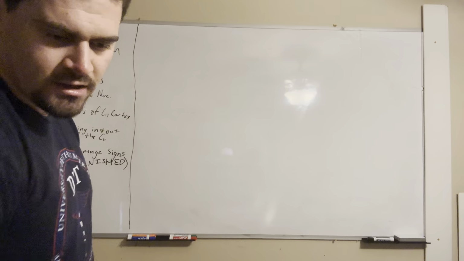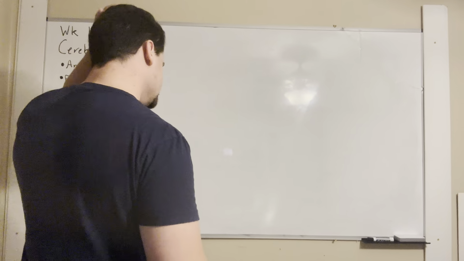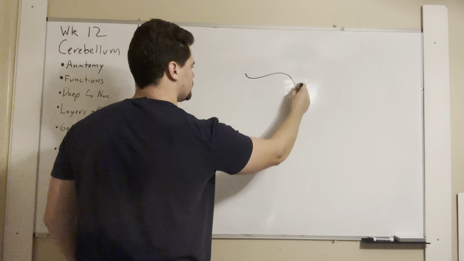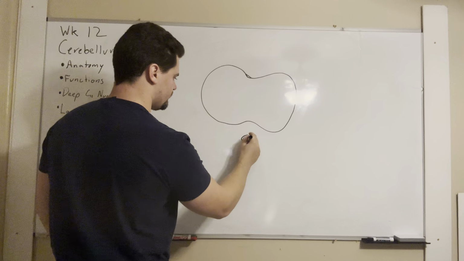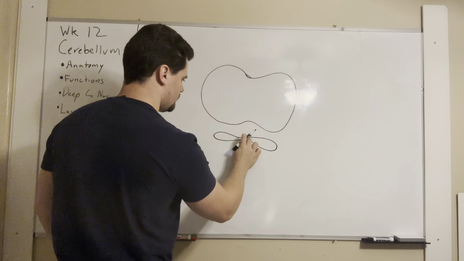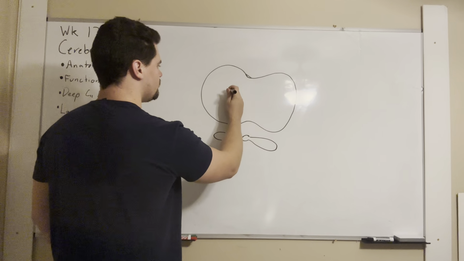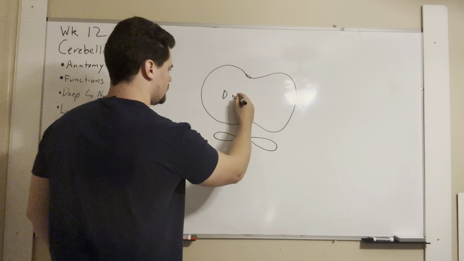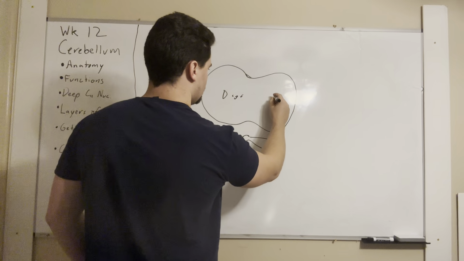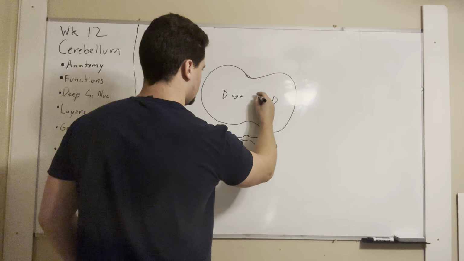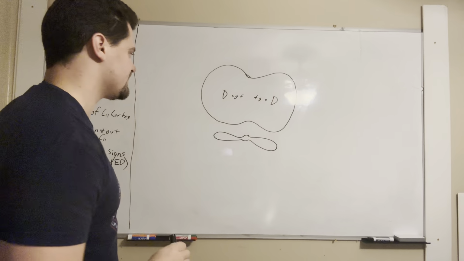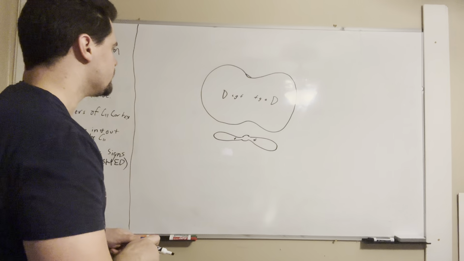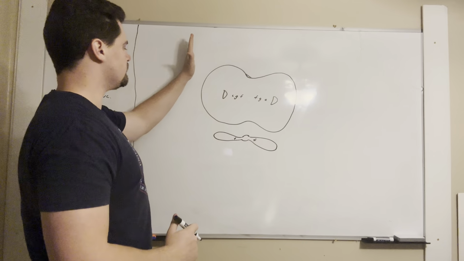All right. So up next, we have the deep cerebellar nuclei. So if we had that same picture, let's just draw it again. So boom. And then we have our flocculonodular lobe. So deep in the cerebellum, we are going to have nuclei. I like to draw these with the first letter of their name, just because it makes it easier to learn. Okay, so these are all located very deep.